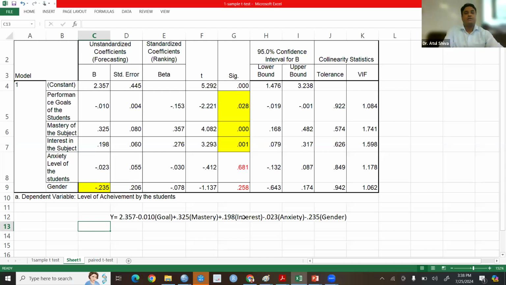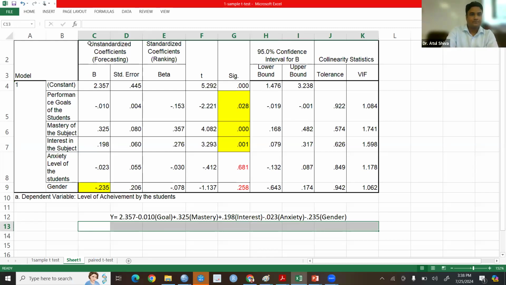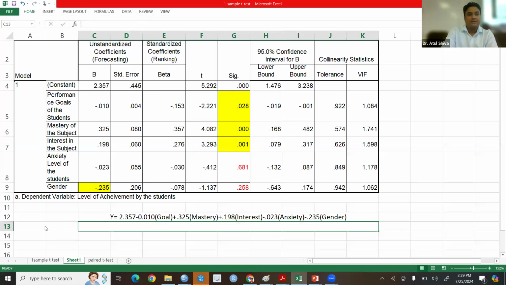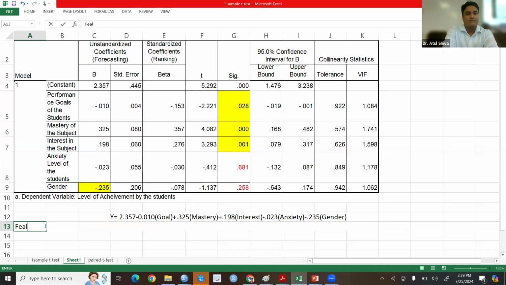Now if I put this year's batch, student roll number 1, and roll number 1 was a female. She came and she is granted roll number 1. I want to check what will be the probable CGPA of this roll number 1. So I will use this equation.